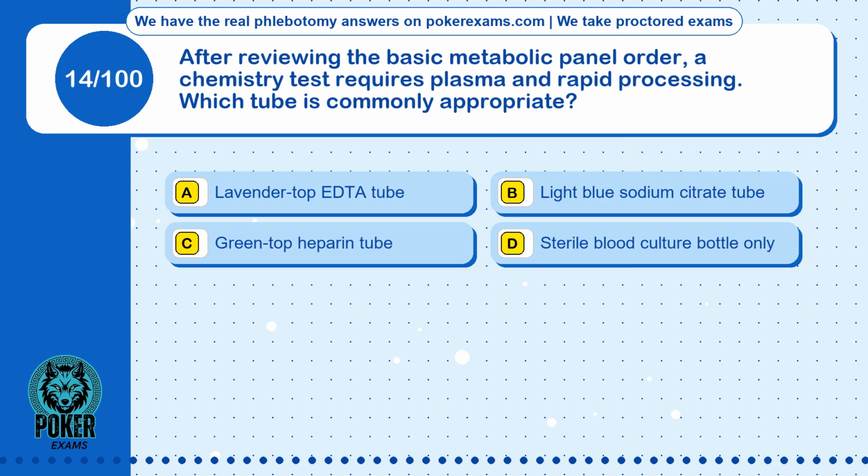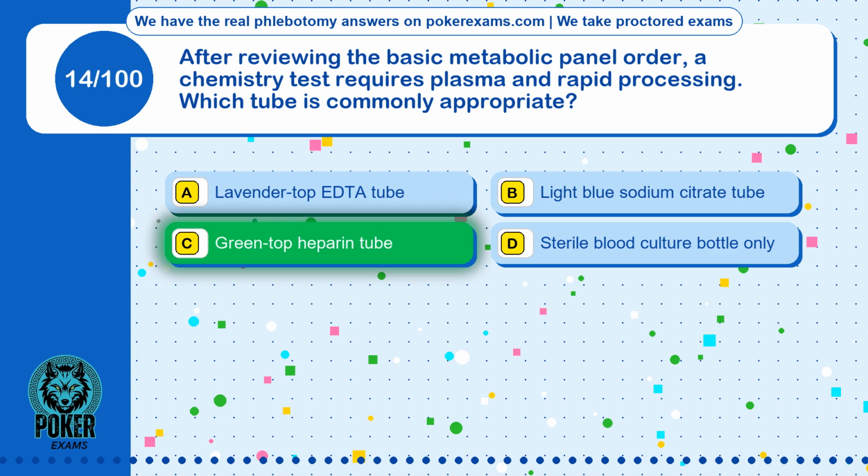Question 14. After reviewing the basic metabolic panel order, a chemistry test requires plasma and rapid processing. Which tube is commonly appropriate? Option A, lavender top EDTA tube. Option B, light blue sodium citrate tube. Option C, green top heparin tube. Option D, sterile blood culture bottle only.